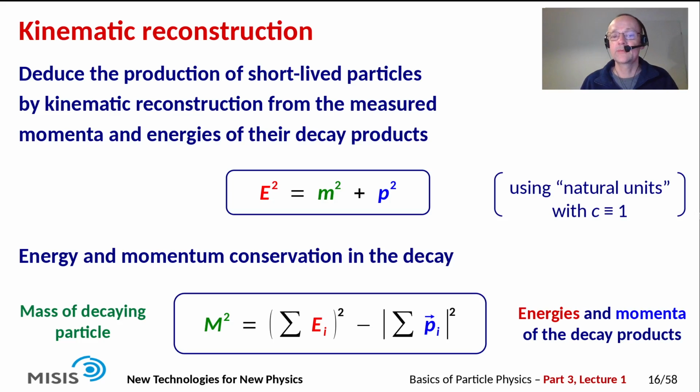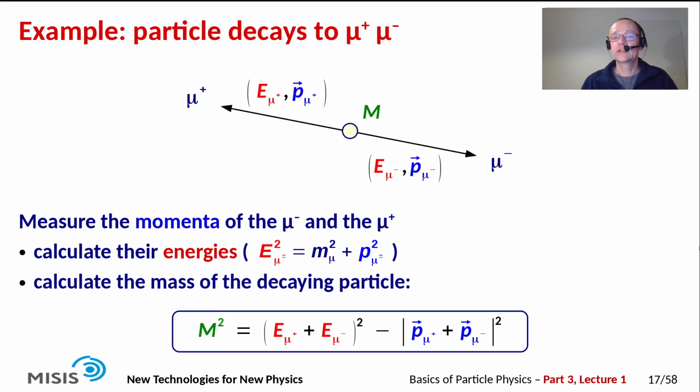Einstein tells us that E squared equals m squared plus p squared, where I've used here natural units, setting the speed of light c to 1. So this means m squared equals E squared minus p squared, and since energy and momentum are conserved in the decay of the particle, we can replace the energy of the decaying particle by the sum of the energies of the decay products. We can replace the momentum of the decaying particle by the sum of the momenta of the decay products. So if we know the energies and the momenta of the decay products, we can calculate the mass of the decaying particle. Very simple example here.